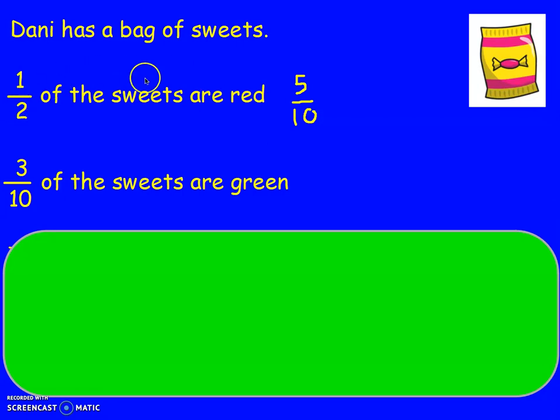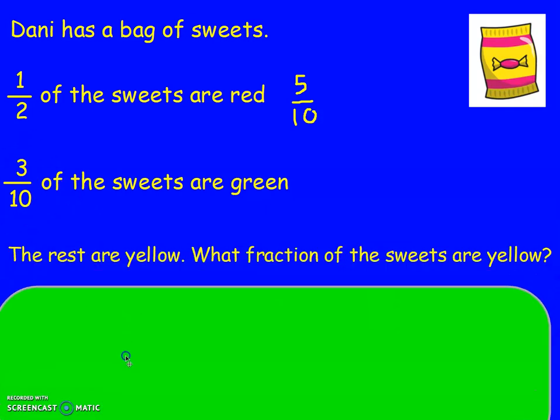So a half of the sweets are red is the equivalent to 5 tenths. So we know that 3 tenths of the sweets are green. The rest of the sweets are yellow. So what fraction of the sweets are yellow? See if you can work that out.